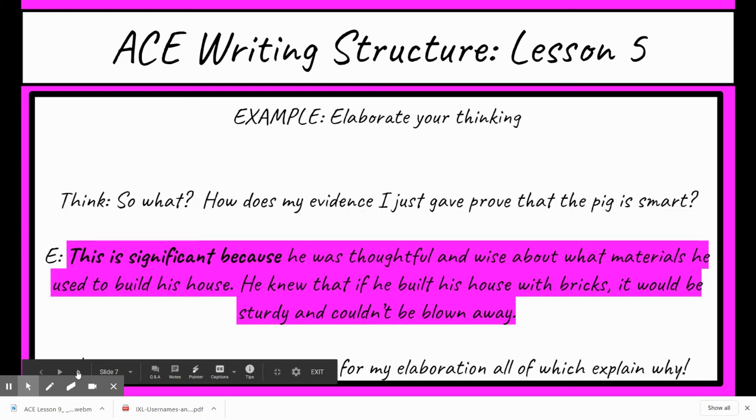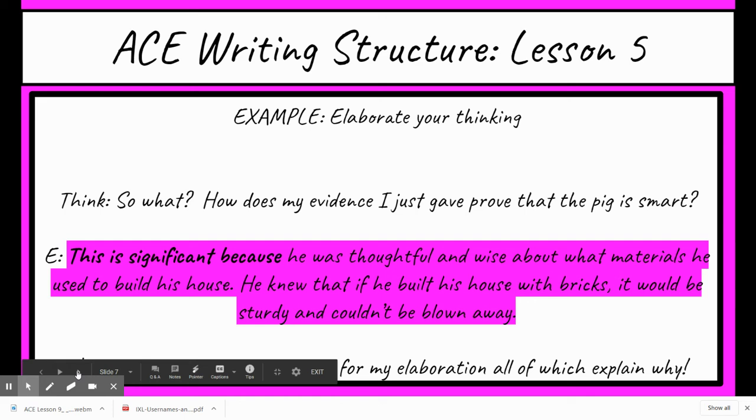Now I have to elaborate my thinking. I ask myself, so what? So what? He built his house out of bricks. How does my evidence prove that that pig is smart? So I use my sentence starter. This is significant because he was thoughtful and wise about what materials he used to build his house. He knew that if he built his house with bricks, it would be sturdy and it couldn't be blown away. This is my elaboration. I have shown why, I have explained why my evidence proves that he is smart.